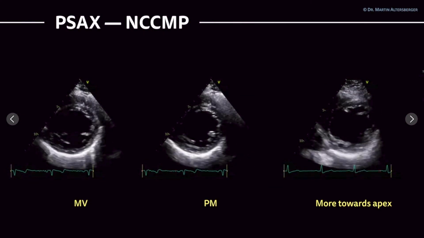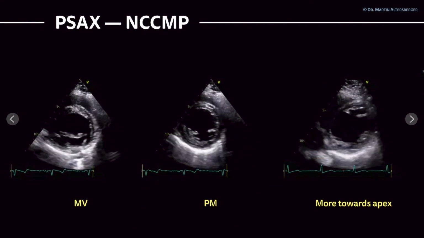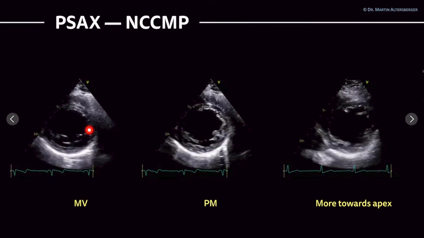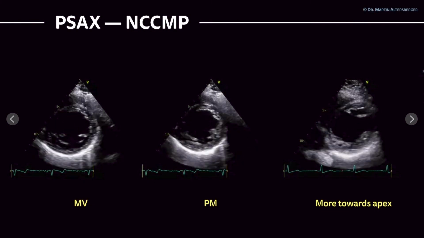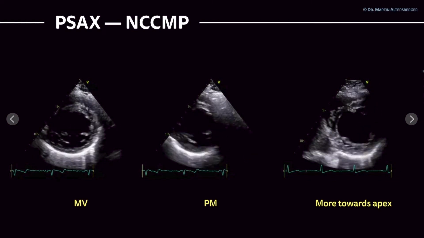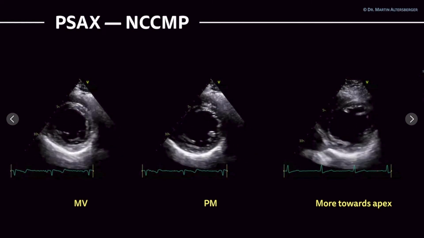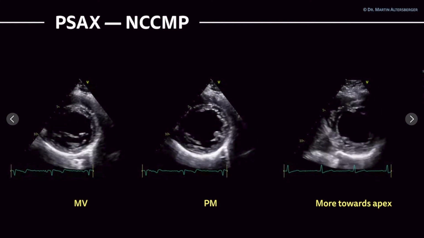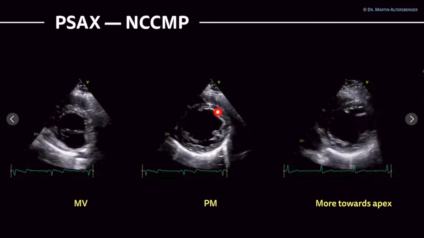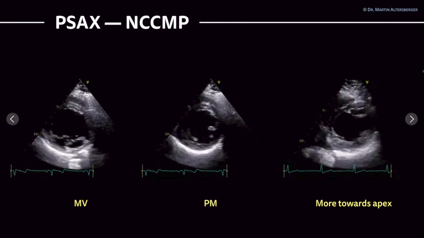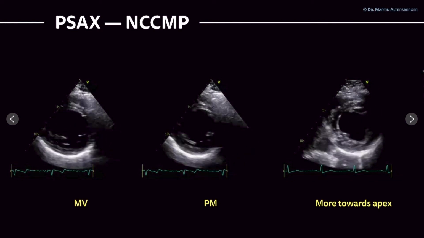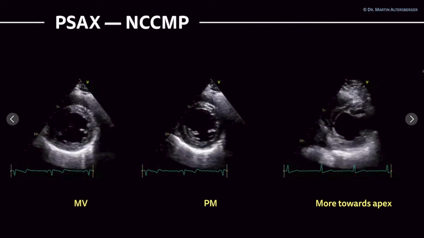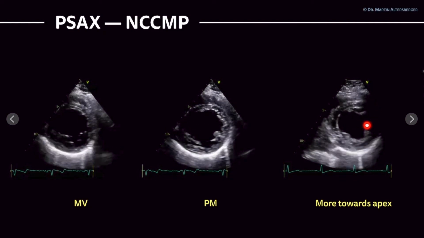Here's an example of a non-compaction cardiomyopathy, a very rare cardiomyopathy. This is the level of the mitral valve, where you already see that the left ventricle is probably enlarged and that there is reduced function present. If we tilt the transducer to the level of the papillary muscles, we see the same. The ventricle is relatively thin and function is definitely reduced. But if we move towards the apex, we start seeing hypertrabeculation.